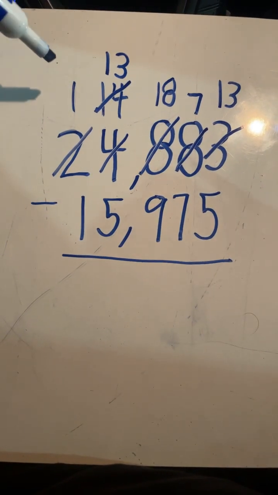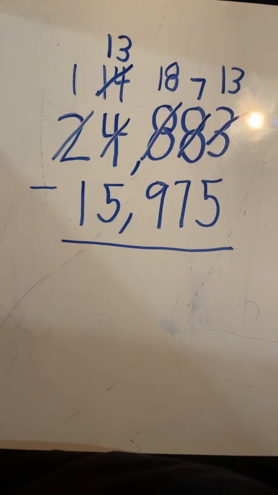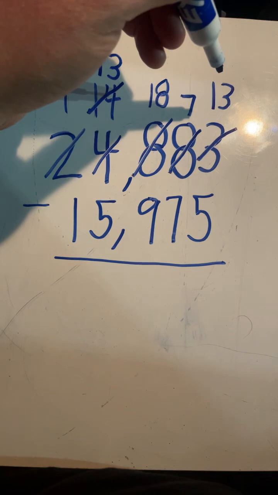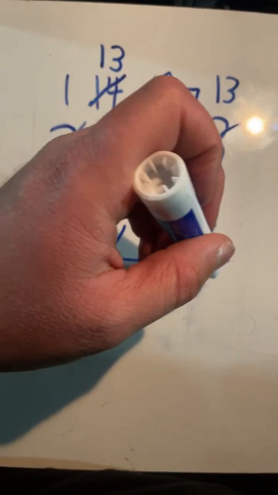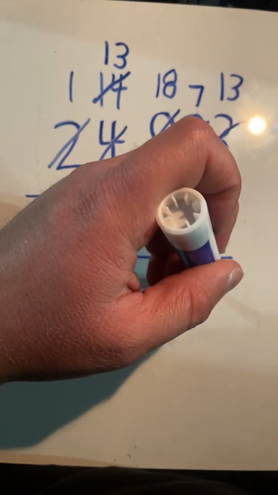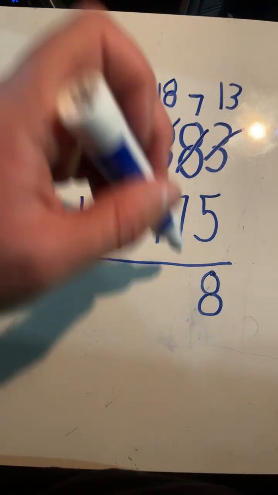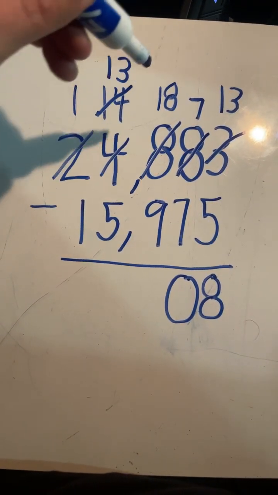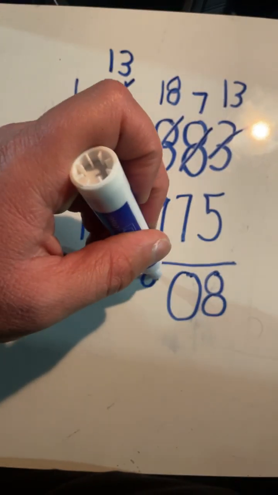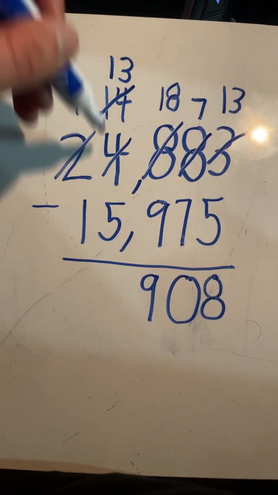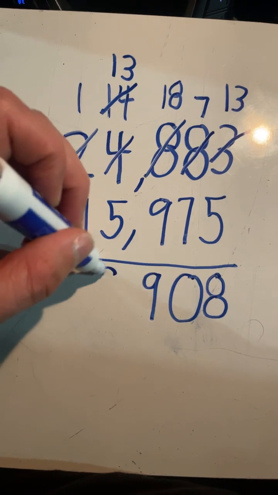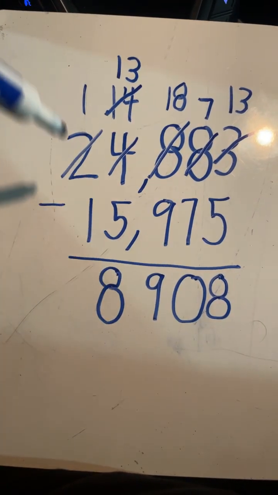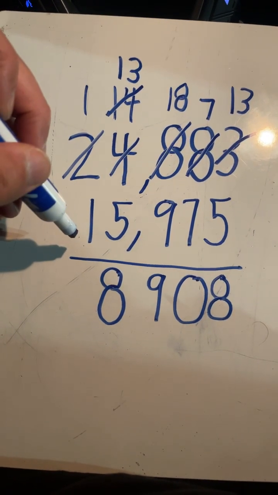So I regrouped from left to right. Now I'm going to subtract from right to left. Starting in the ones place. 13 minus 5 equals 8. 7 minus 7 equals 0. 18 minus 9 equals 9. 13 minus 5 again equals 8. And 1 minus 1 equals 0.